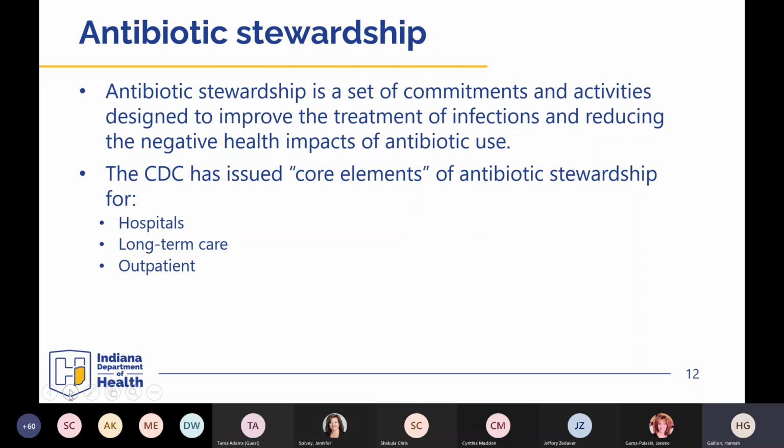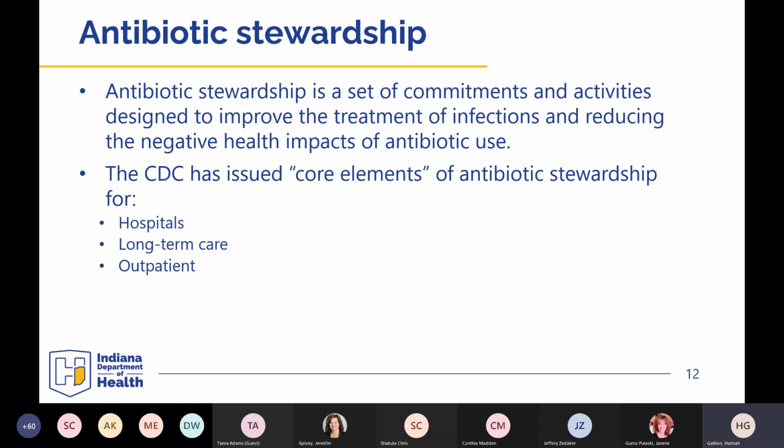I also want to talk a little bit about antibiotic stewardship. The Association of Professionals in Infection Control and Epidemiology define antibiotic stewardship as the practices dedicated to improving and optimizing antimicrobial selection, dose, and duration while minimizing patient harm. The CDC has issued core elements of antibiotic stewardship programs for hospitals, long-term care, and outpatient settings. These core elements can be used to guide efforts to improve antibiotic use.